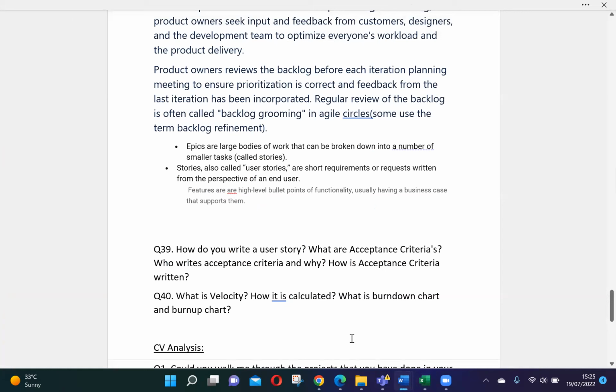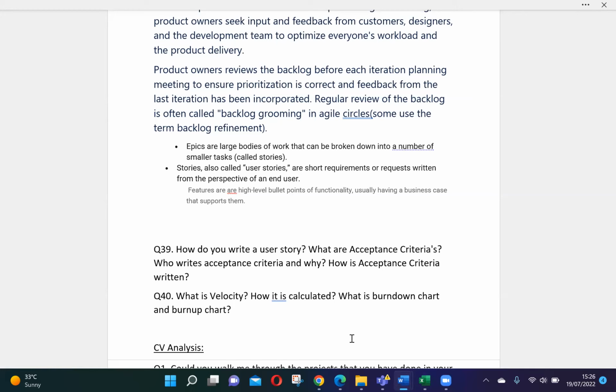For example, login. When will the login be considered done? When there are fields to enter the username, when there are fields to enter the password, when the customer sees a submit button, on clicking the submit button the credentials get verified by the system, and if the credentials are correct, the customer gets a success message or sees the landing page. If the credentials are incorrect, the customer will see an error message. All those things you have to write in the acceptance criteria. Okay, that's fine.